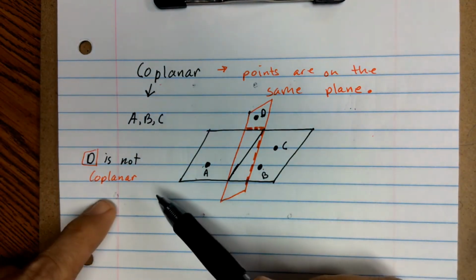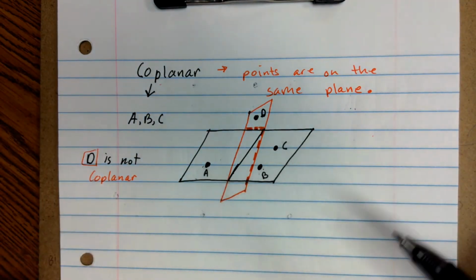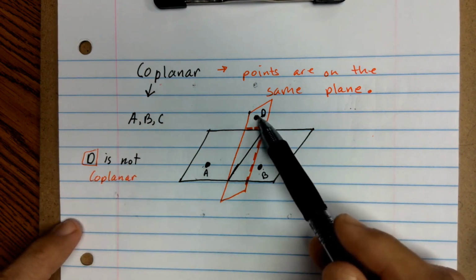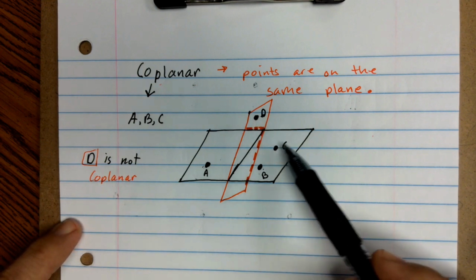So coplanar means they're on the same plane, like A, B, and C. If they're not coplanar, then you have a point that is not on the same plane as the others.